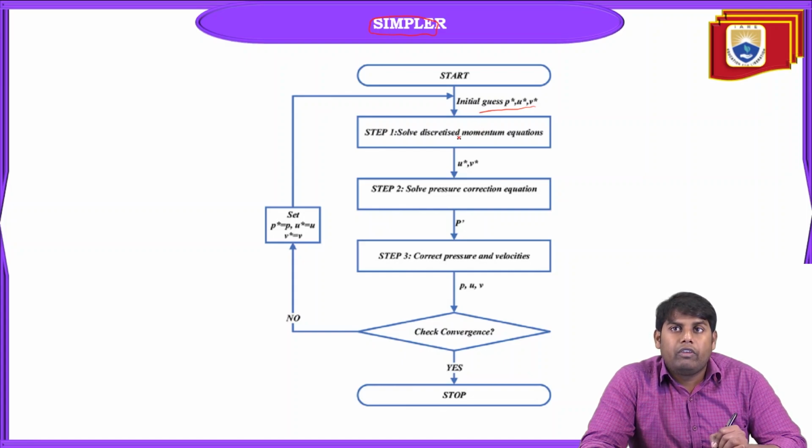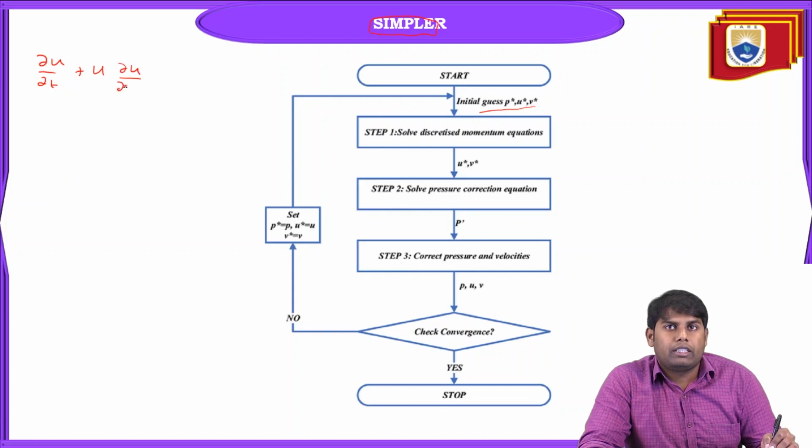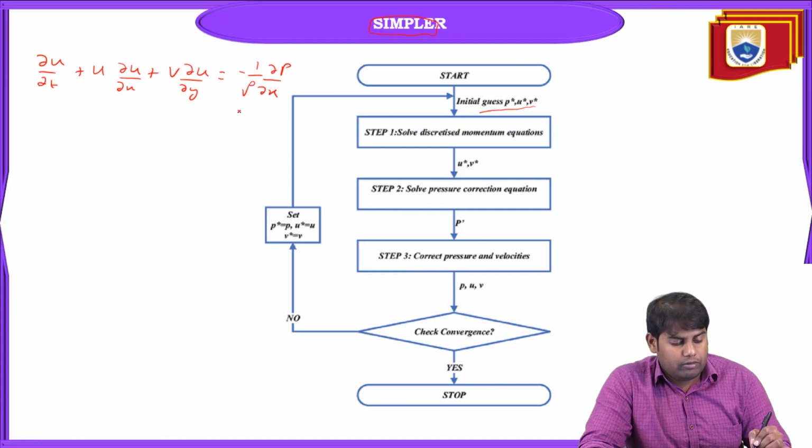Then we will solve with the initial guess values the discretized momentum equation. What do you mean by discretized momentum equation? Let's say you have this: dou u by dou t plus u into dou u by dou x plus v into dou u by dou y equal to minus 1 by rho dou p by dou x. This is what we have.